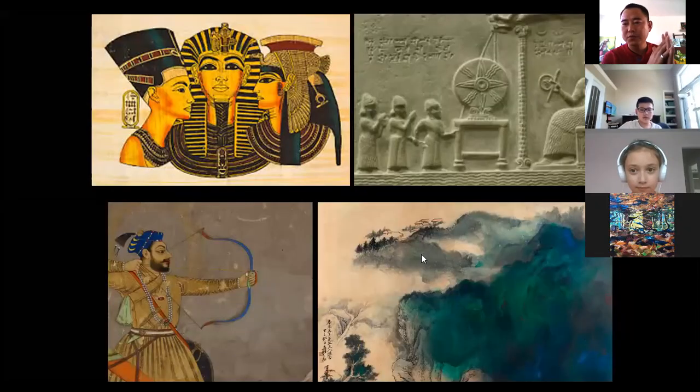Okay, so you tell me, what is Egyptian art? It's art that is made in Egypt. Yes. So we have four different paintings, four different types of arts. You tell me which is Egyptian art.